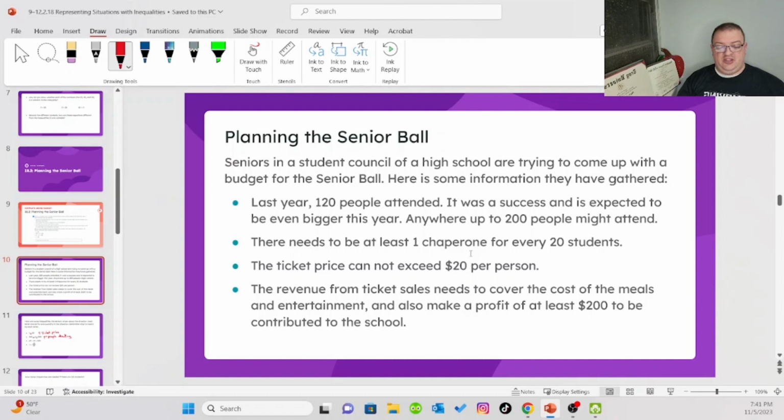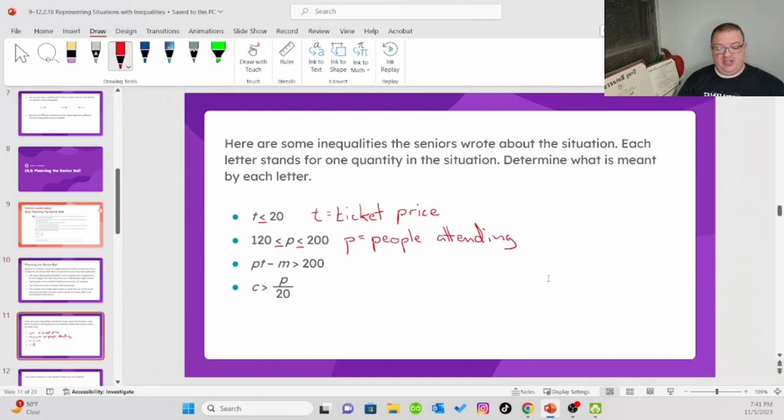And we're saying you multiply the number of people times the price of the ticket, and that needs to cover the cost of meals and entertainment. So this should say greater than or equal to, and M is going to be cost of meals and entertainment.